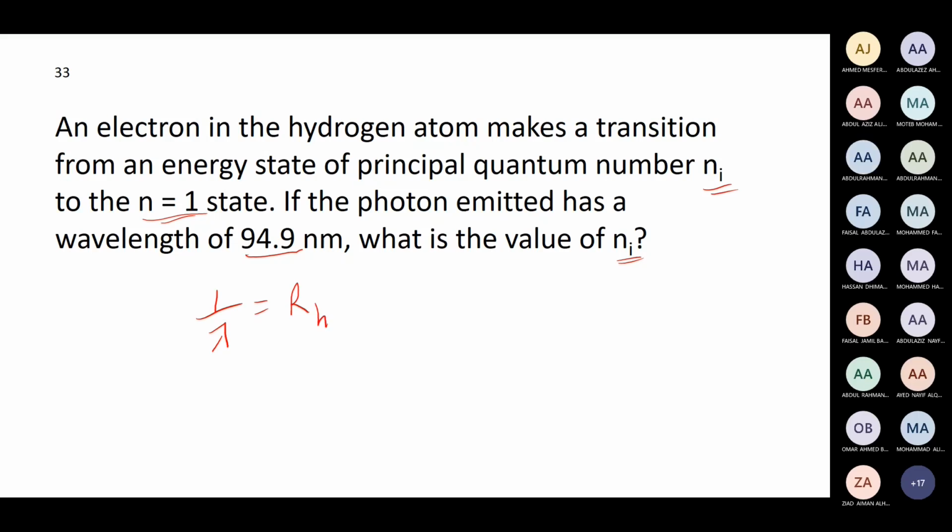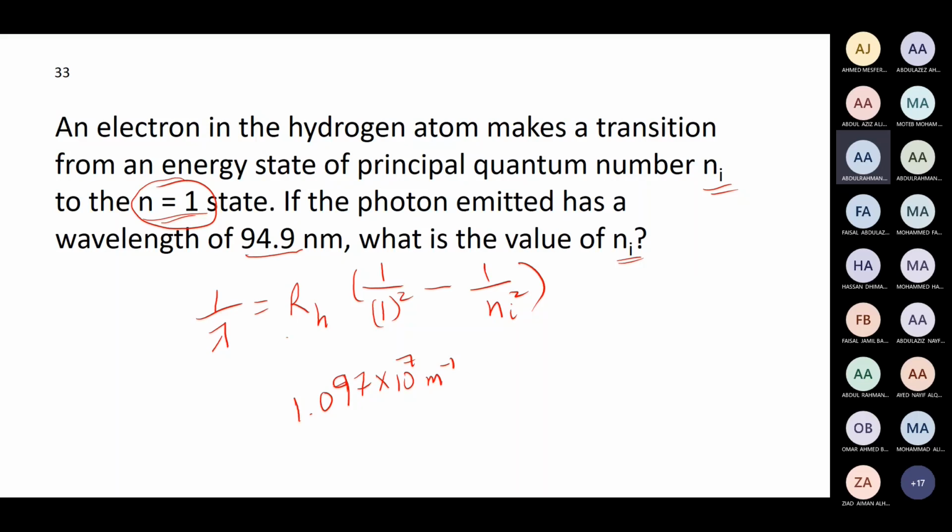R H over 1 over N final squared minus 1 over N initial squared, and this is the final, n equal to 1. What's the initial? Ni squared, which I will keep as it is because I don't know what it is. Now, which R am I going to use? 1.097, exactly, times 10 to the power 7 m to the minus 1.